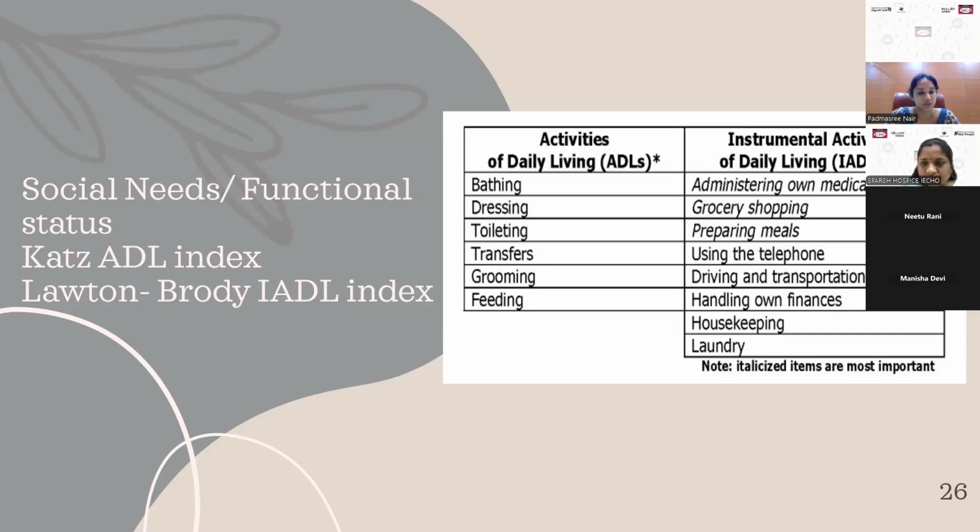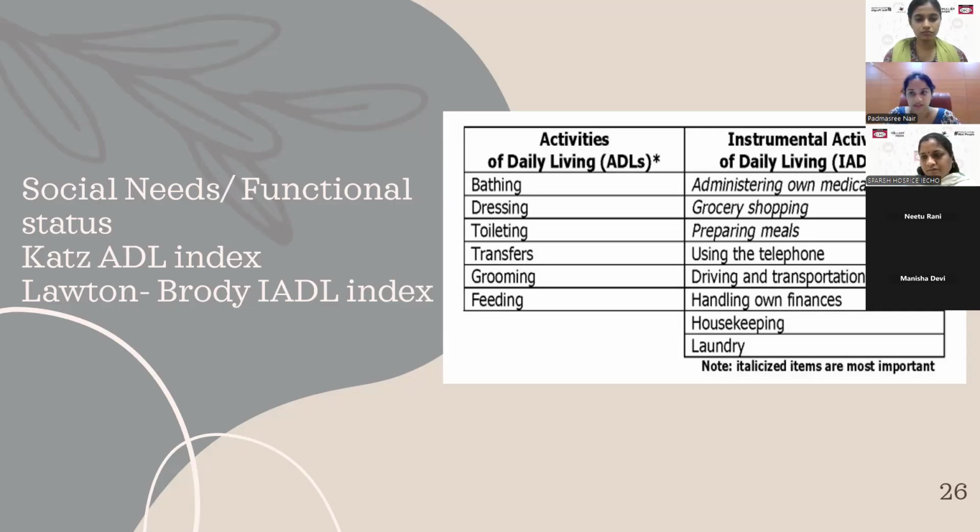The other functional status tool that we use is the Lawton-Brody IADL index, which is instrumental activities of daily living. These are activities that require using an additional instrument. And so if a person is fully capable of doing their ADLs, then we also check if they are capable of doing IADLs. Now, if they have any impairment of IADL, again, it shows that their functional status is not as expected of a young person, but they need additional help to do some things in their daily life.